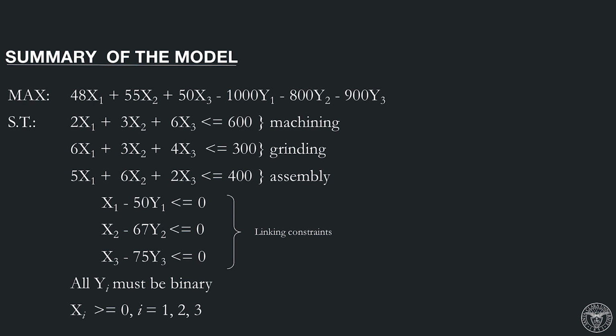So to solve these integer programming models in the Excel solver, in addition to all those traditional constraints, you need to specify that yi must be binary. In the Excel solver, that is bin. So you just specify that yi must be binary and solve the problem like you solve a typical LP model, and you are going to get the optimal solution for this integer programming model.